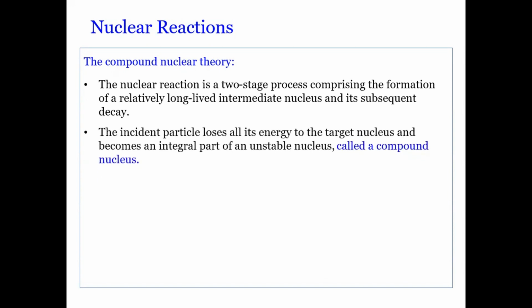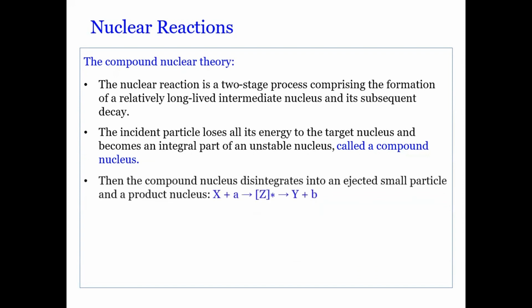So a compound nucleus theory was formed that a nuclear reaction is a two-staged process. It is composed of formation of a relatively long-lived intermediate nucleus and a subsequent decay. The incident particle loses all of its energy to the target and becomes an integral part of the unstable nucleus. And this is called a compound nucleus. So here we show it by a star.